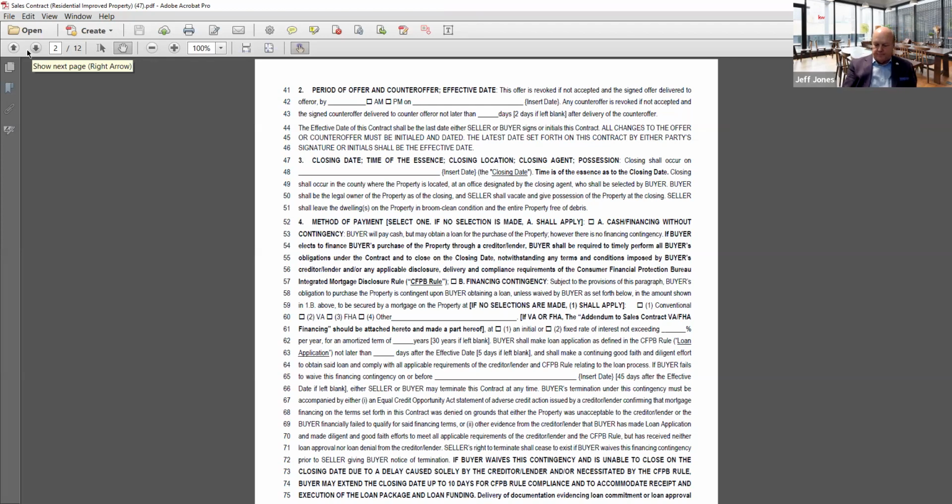So if for some reason the buyer takes a little bit of time to respond to a seller's counter, in the meantime, a better offer comes into the seller, and the buyer has not accepted and delivered that counter offer back to the seller. The seller can say, I've got a better offer, I'm going to rescind my counter offer. And all that has to be is in writing from the listing agent to the buyer's agent saying, hey, the seller is rescinding their counter offer and we don't have a deal.